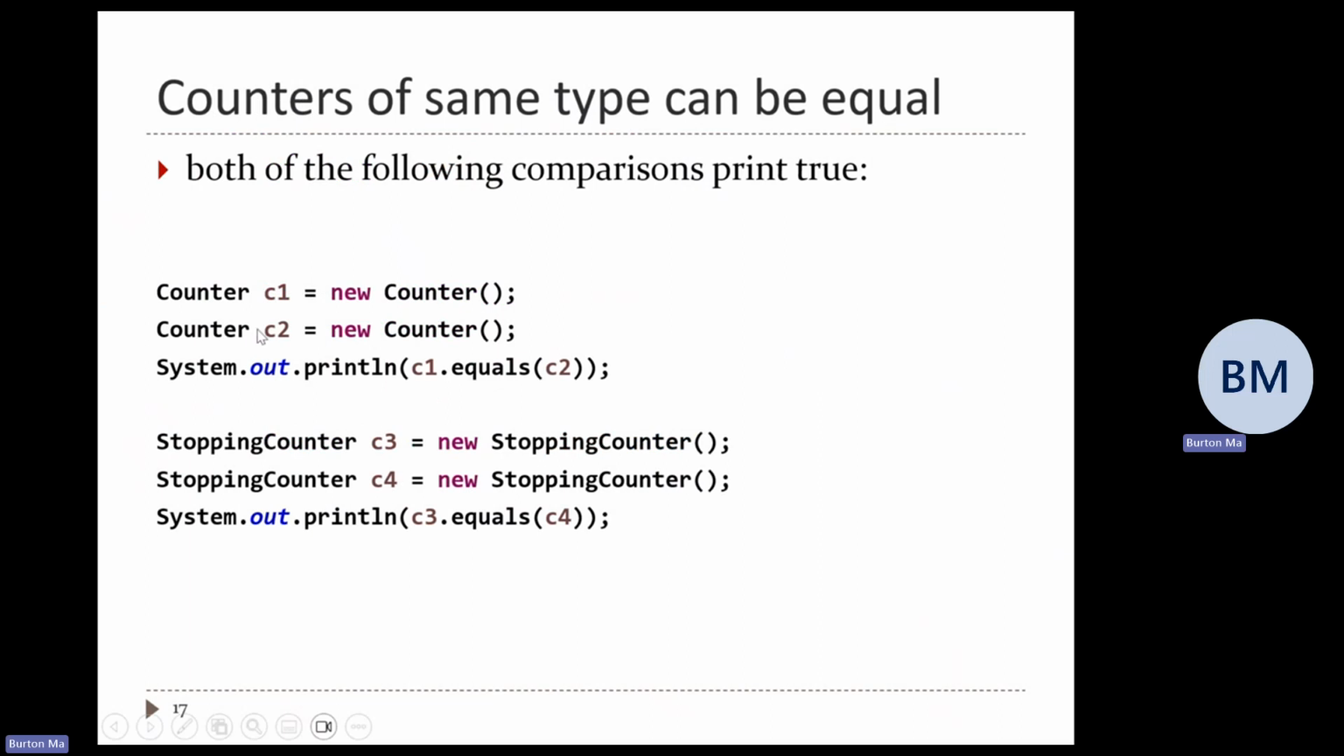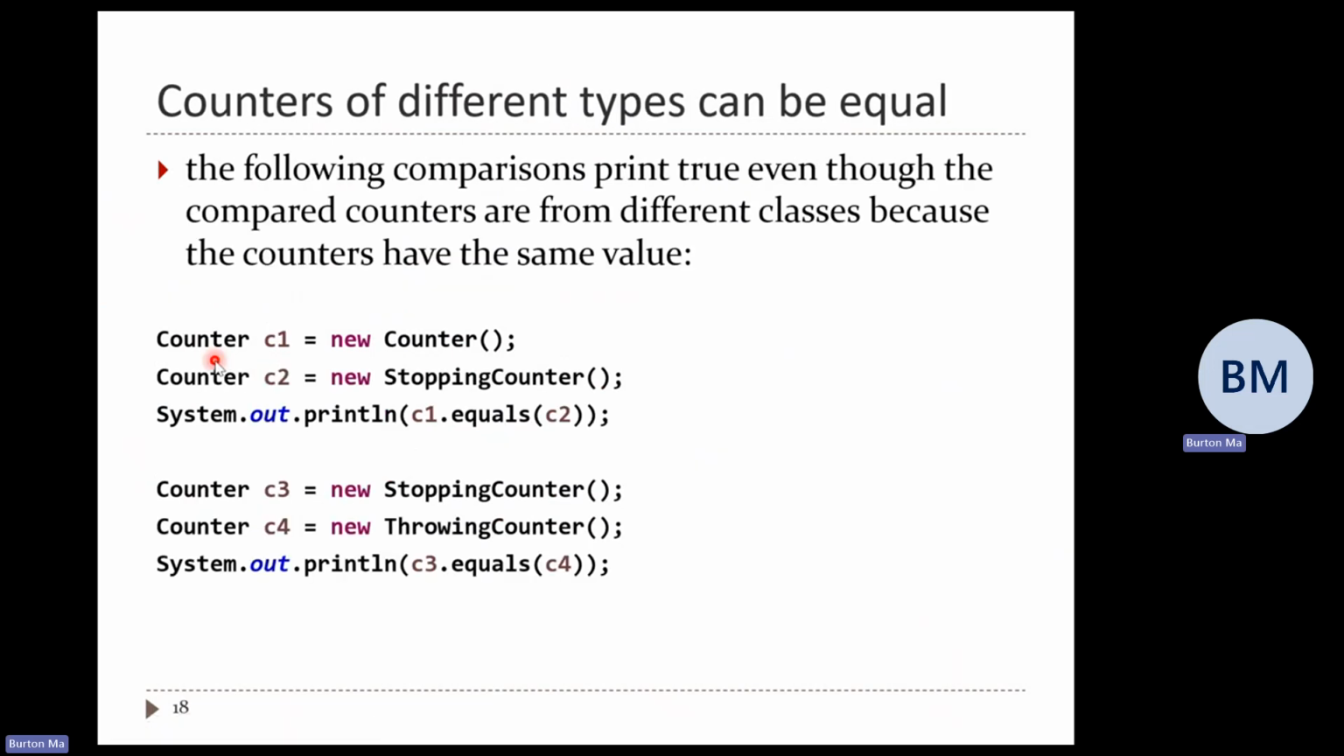Okay, so back here, the types on the left-hand side are all counter. I can store a counter reference in C1. I can store a stopping counter reference in C2. And the reason I can do that is because a stopping counter is a counter, so it's substitutable. The same thing happens here. I can store a stopping counter in C3. I can store a throwing counter reference in C4. That's all fine.